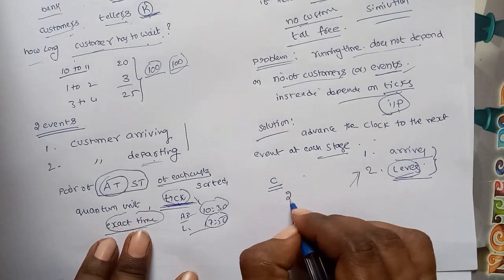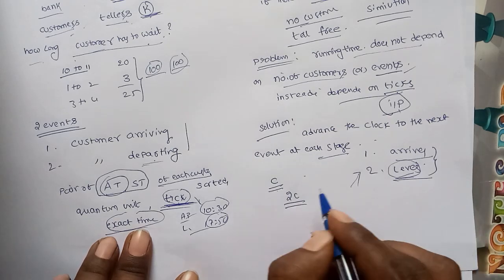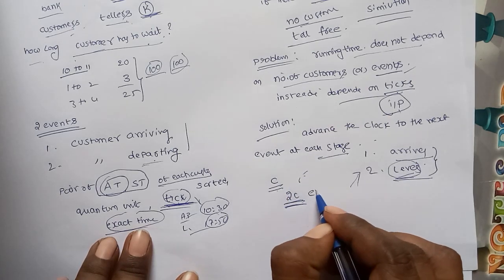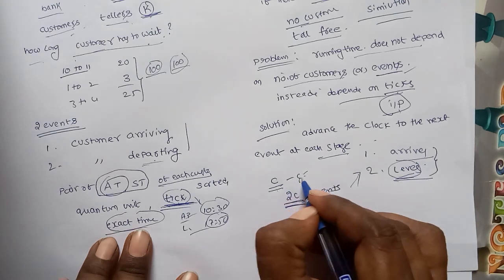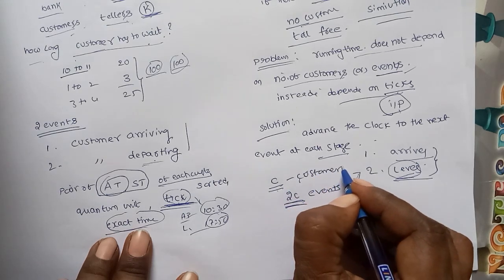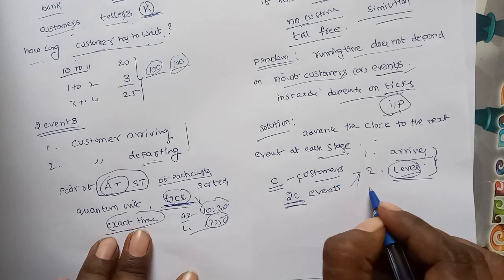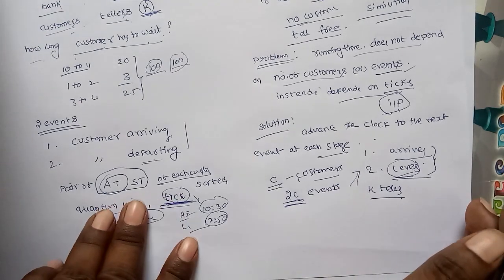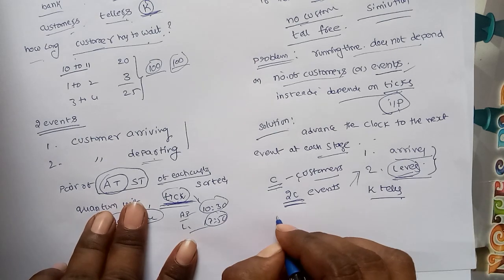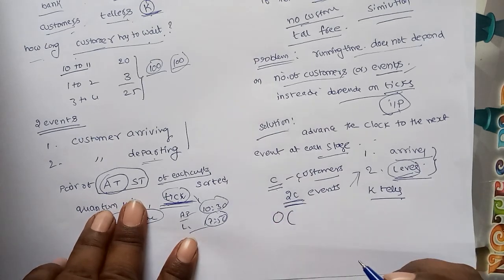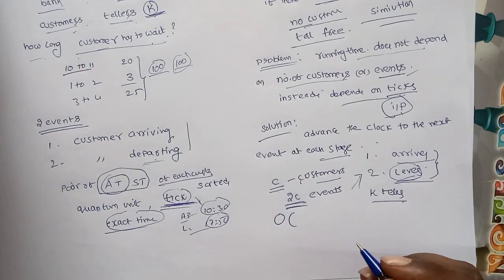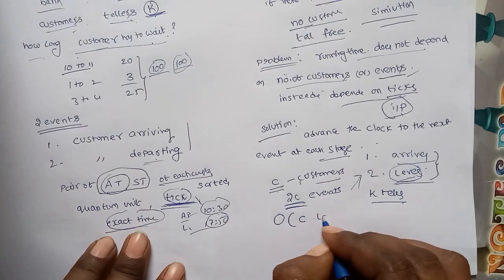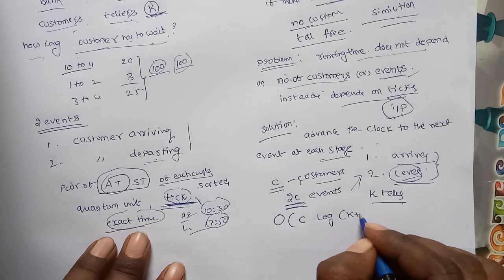Here the concept is, if you have C number of customers, how many events occur? One customer arrival and one departure. So 2 into C events occur. C number of customers, 2 into C events occur. And we have K tellers. Then what is the running time of the simulation? The running time of the simulation is big O of C into log of K plus 1 for one customer.